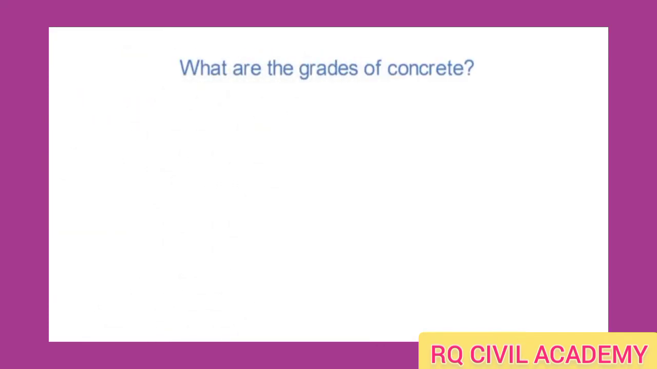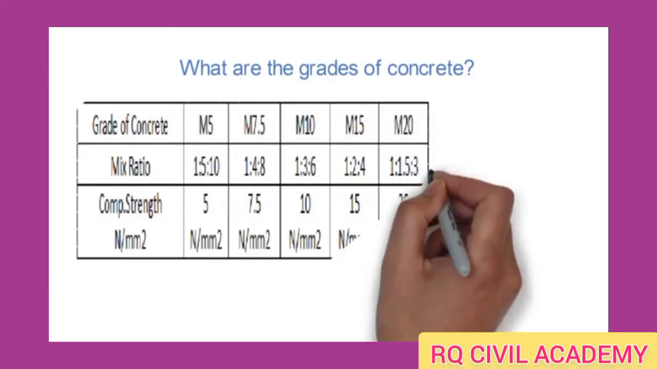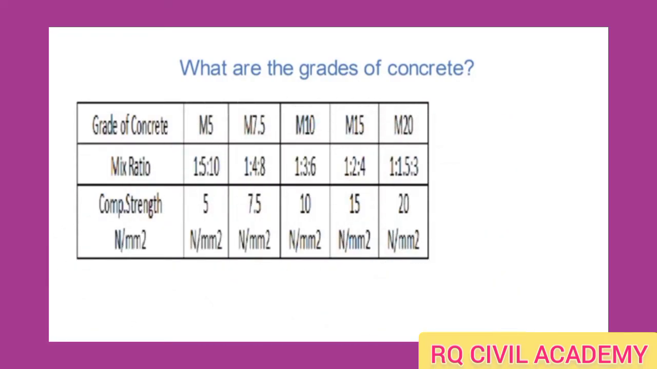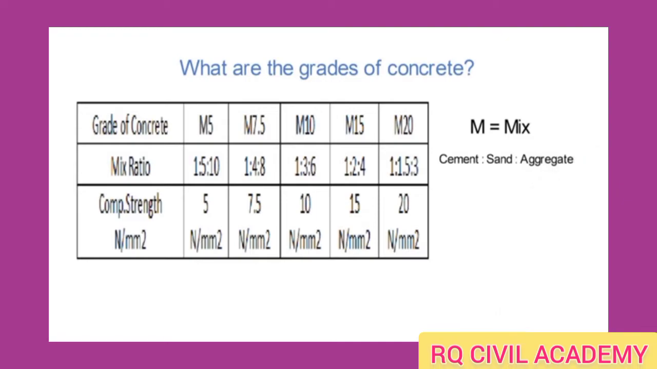What are the grades of concrete? Here you can see the grades of concrete, their mix ratios and their compressive strength. Here the M means mix. Mix is the proportion of cement, sand and aggregate in the concrete. Up to M20 grade, the mix is a nominal mix. From M25, a standard mix is used.